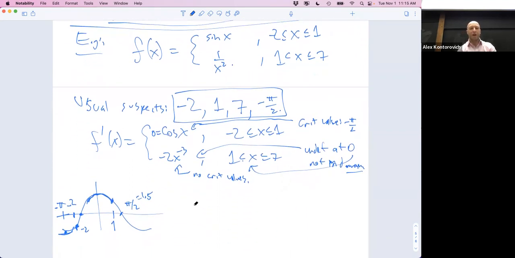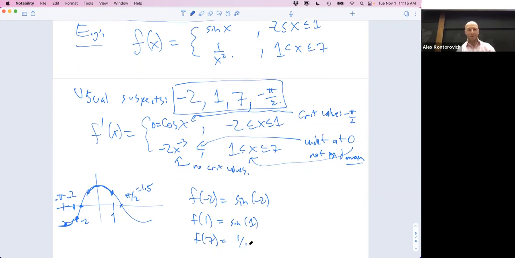Okay, so f of -2 is equal to sine of -2. We'll need to figure out what that is. I don't know what that is. Then I need to worry about 1. At 1, the definition says I choose sine and not 1 over x squared. So f of 1 is sine of 1. Don't know what'll happen there. f of 7 is 1 over x squared, 1 over 7 squared, 1 over 49. And finally, f of negative pi over 2.